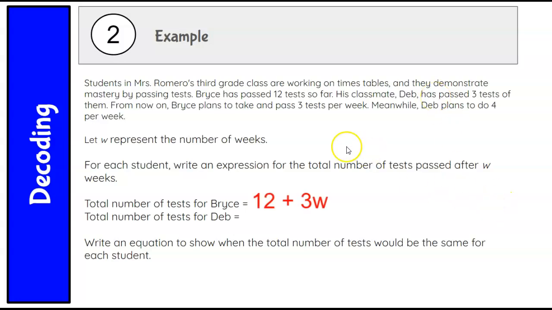Now for Deb, she already passed 3 of her tests, and then she's going to do 4 per week. So hers would be 3 plus 4W. Remember that whenever you see "per," it's most likely an indication of multiplication times the variable. So 4 times W plus the 3 that she already had.